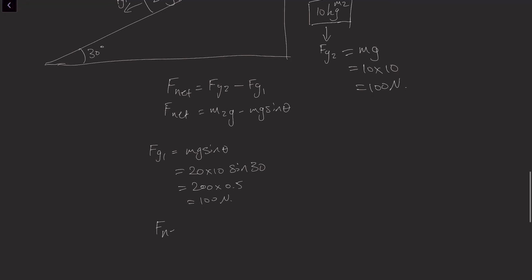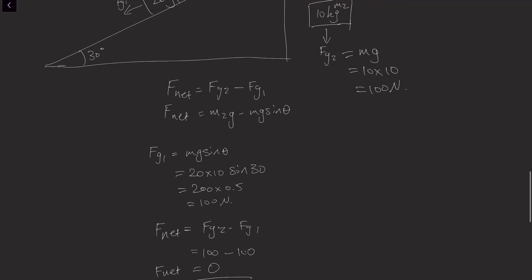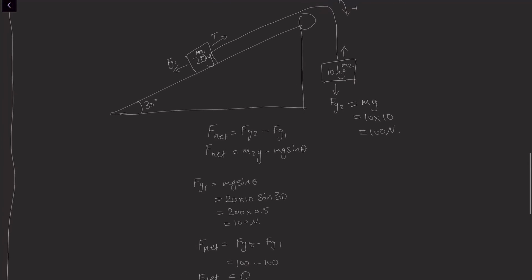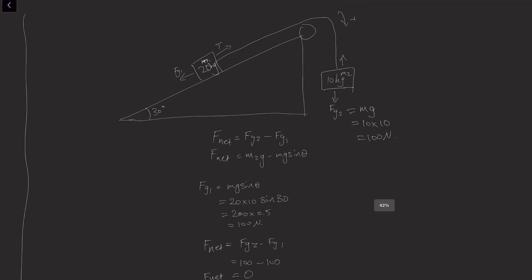So what does our net force equation become? Fg2 minus Fg1 equals 100 minus 100, which is a big 0. So our net force here is 0, which means that these blocks are not moving one way or the other. They are in equilibrium. So you might also get this result. Keep in mind that this is a possibility.